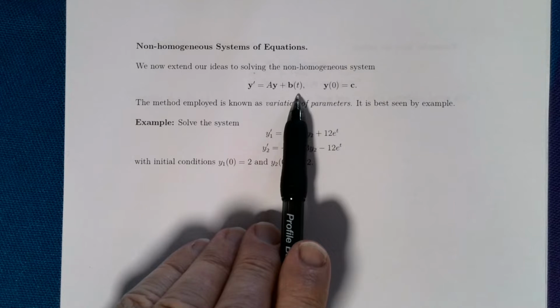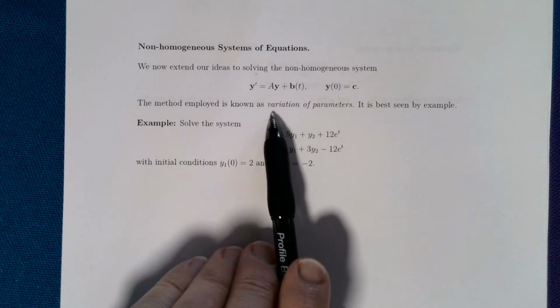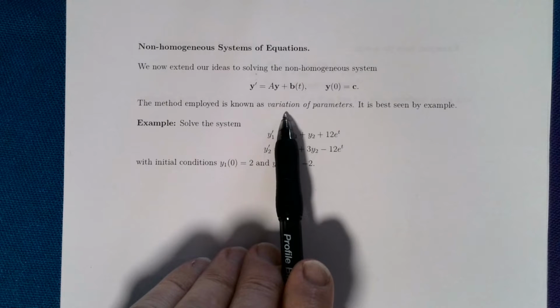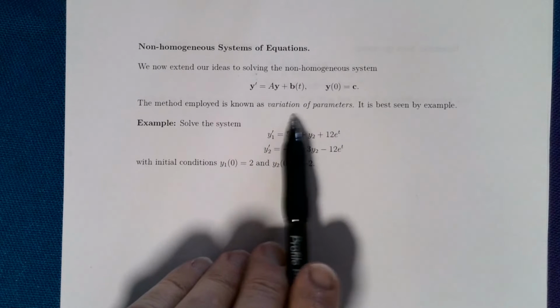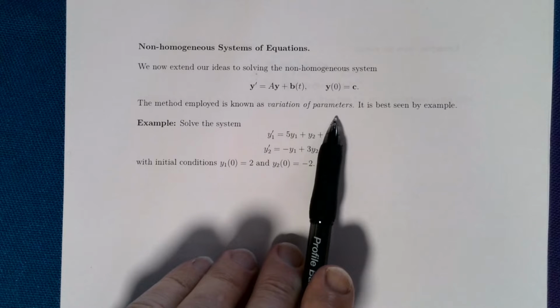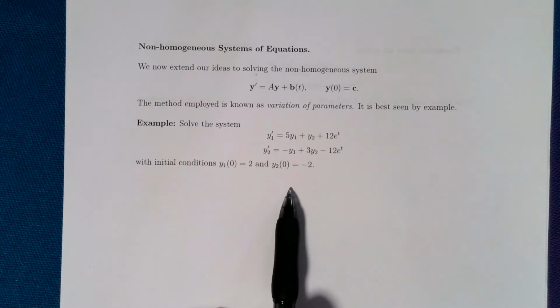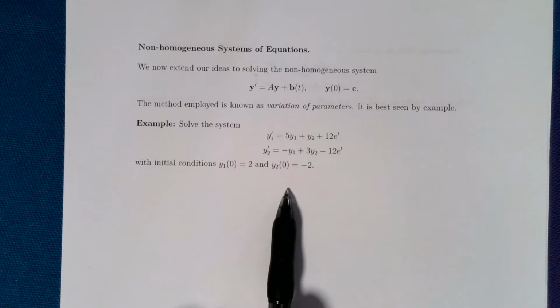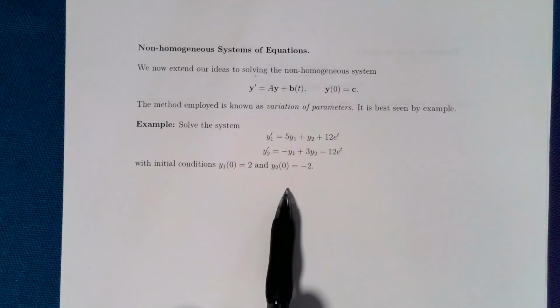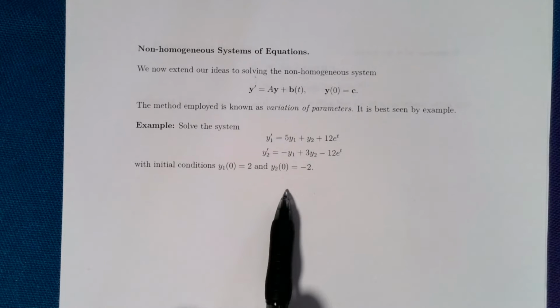Now, the method employed here is known in the trade as variation of parameters. I'll explain what that means as we do it, but it's best seen by working through a number of examples. So I'm going to work through this example, and then I'll give you another one. You might like to try it yourself, and I'll go through that. And finally, I'll finish with a more serious 3x3 example. These first two are going to be just 2x2 systems.